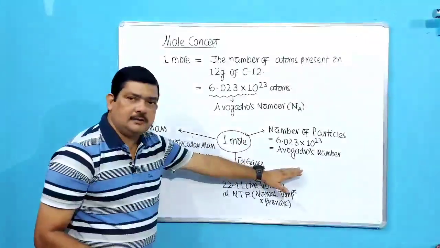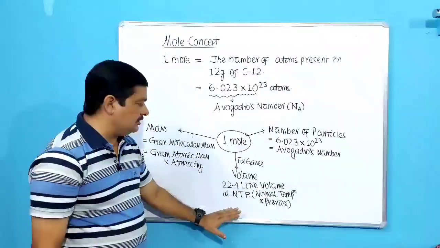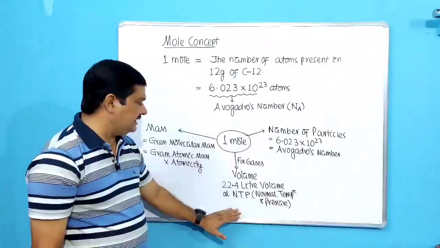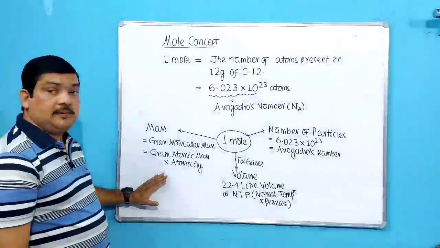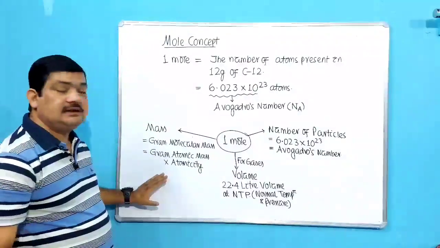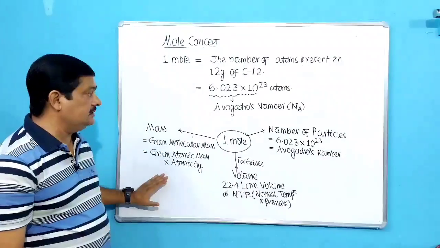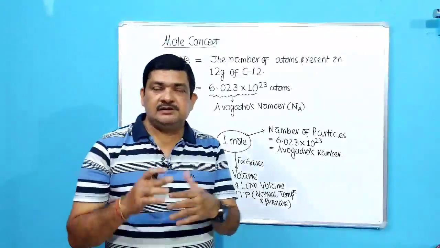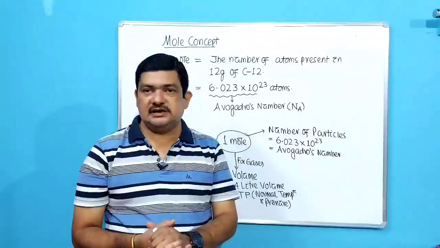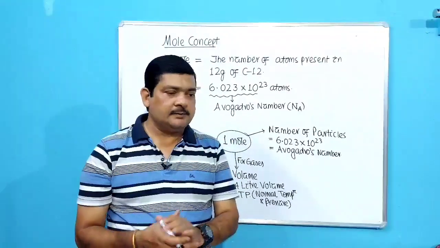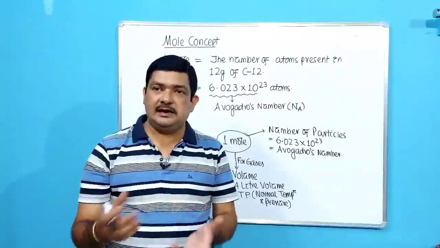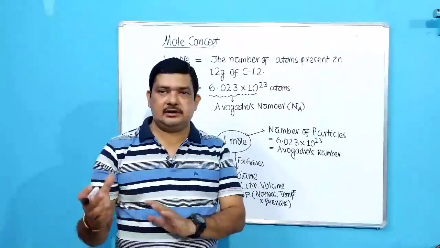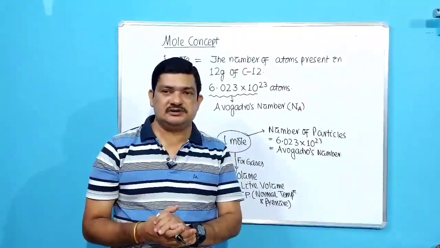1 mole of any substance: Avogadro number of particles. For gases, it occupies a fixed volume. What is that? 22.4 liter at NTP. And what will be the mass? Gram molecular mass, that means molecular mass expressed in grams. I am citing a small example. If you are aware of the mole concept, you can handle everything well, because it will be used in your entire plus 2 career. Even if you proceed with chemistry or other subjects, you have to be acquainted with the mole concept.